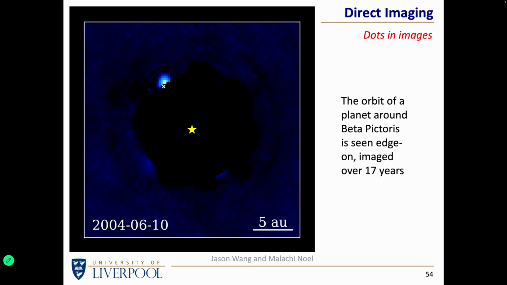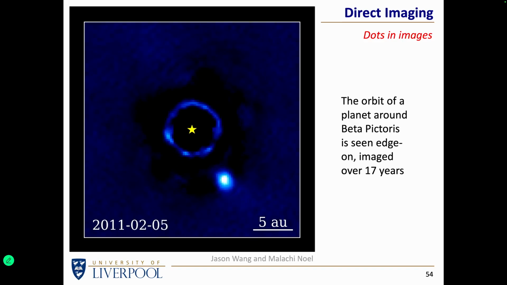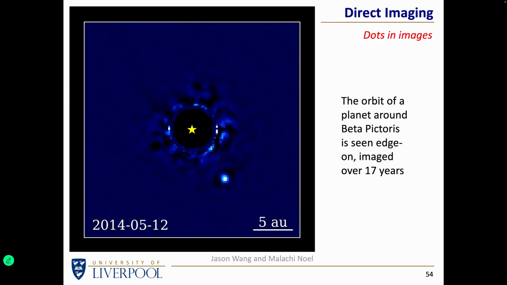Again, let's run that video again. When the planet appears, we can see it poking out there, and then it's going round the star, behind the star, and then appearing on the other side again. Again, a time lapse taken over many years.